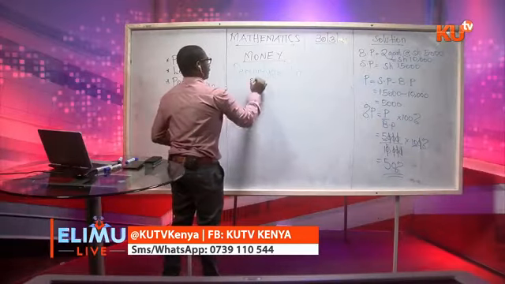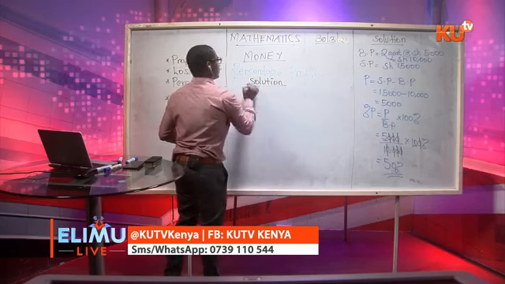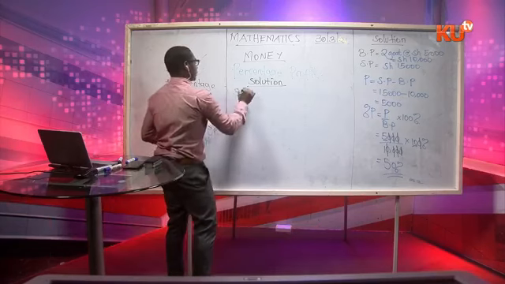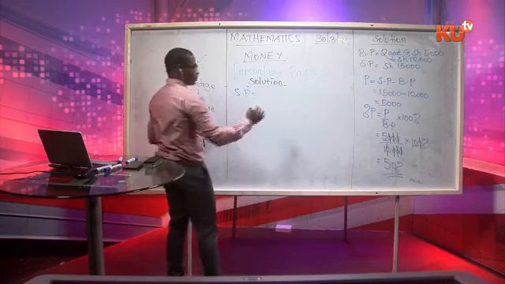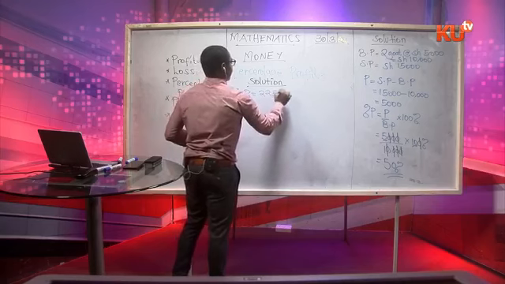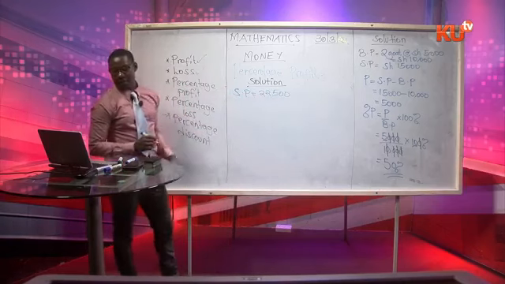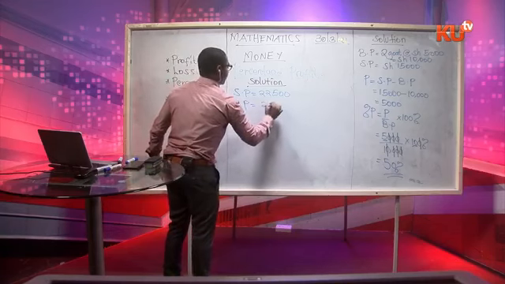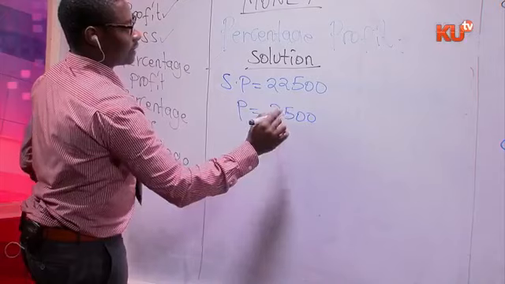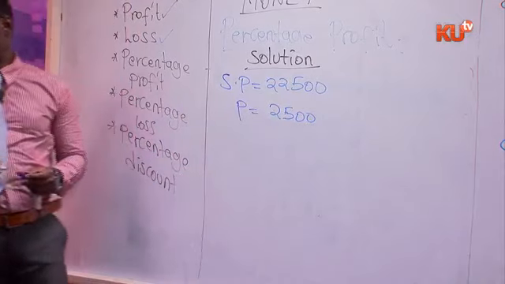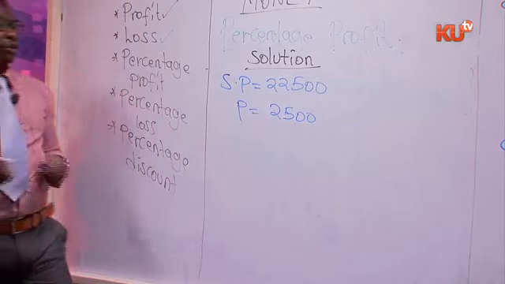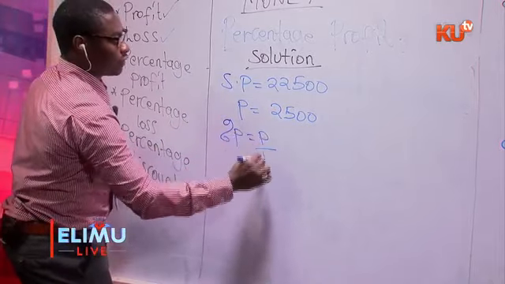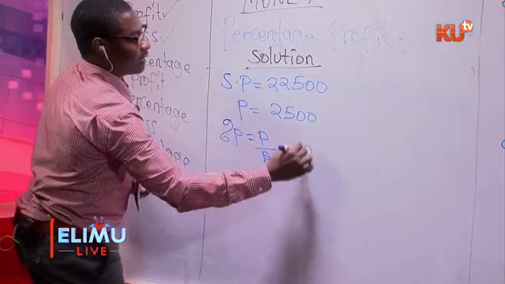In that question, we identify the most important things. We have Haniel sold his cow, so that is the selling price of 22,500. Then we are told he made a profit of 2,500. We are being asked to calculate the percentage profit. It's very simple. We know that percentage profit is equal to profit over buying price times 100%.